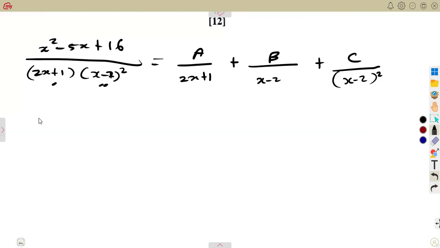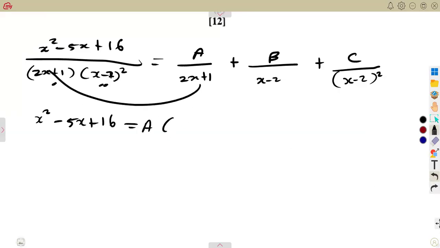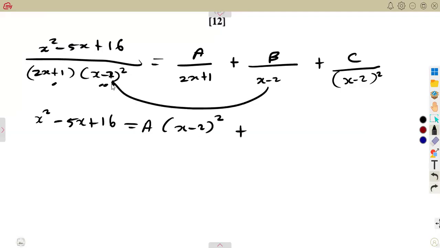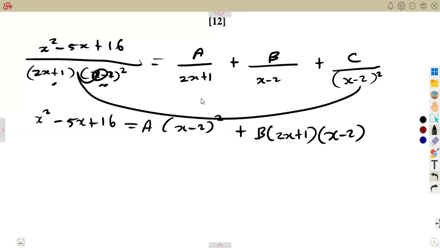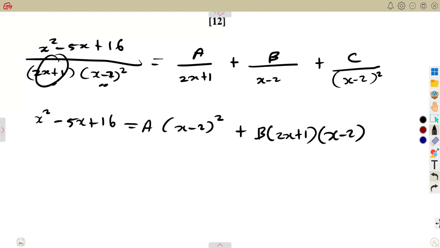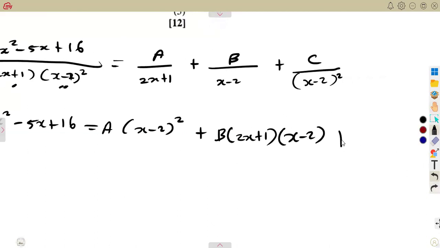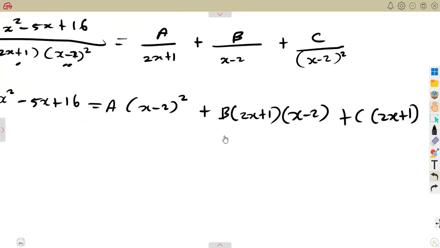And with this, we can equate our numerator x squared minus 5x plus 16 is equal to A into what? The 2x plus 1 and 2x plus 1 cancel, so you remain with x minus 2 squared. Then B into 2x plus 1, with x minus 2 remaining as one bracket there. For the last term, these two cancel, so you remain with 2x plus 1. So that is going to be C into 2x plus 1, like this. So that's what we have.